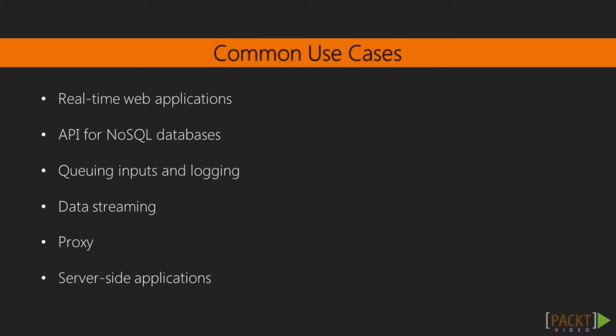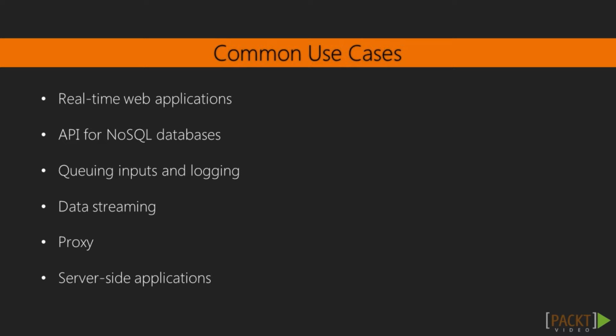Node.js shines in real-time web applications, for example, a chat application. Node.js works very well as an API for NoSQL databases. Concurrent connections make it easy to work with queuing inputs and logging. It is possible to manipulate data as it is being received, for example, encoding a video while it's being uploaded. Node.js can be used as a proxy for handling a lot of connections.